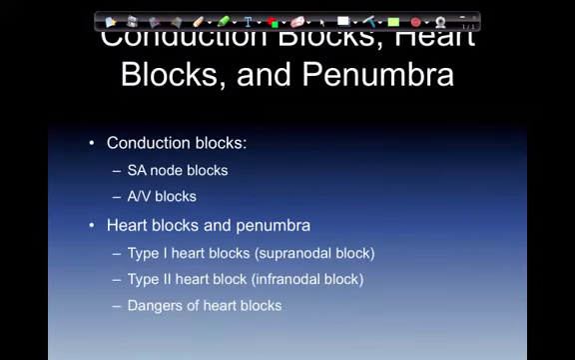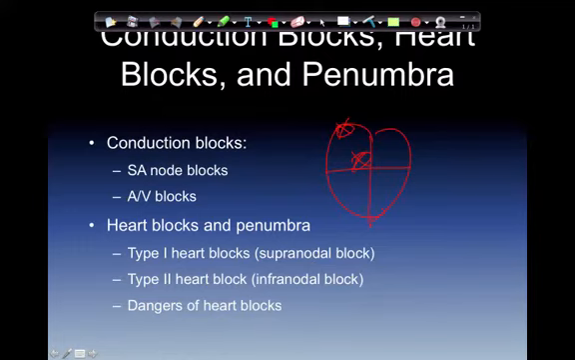Conduction blocks, heart blocks, and the penumbra. We'll talk about a multitude of things here. So conduction blocks, things like the sinoatrial node or the atrioventricular node. So if we're looking at blocks, either from age, deterioration of the SA and AV nodes, or from an active infarct that might have affected it, if either one of these is blocked, we're going to have conduction disturbances. Heart blocks in the penumbra.